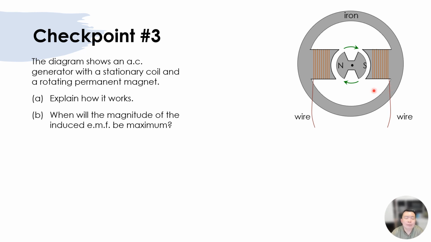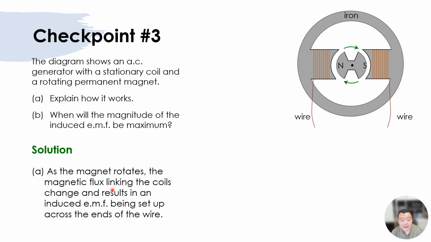Now, checkpoint, some other variants of generator. So same thing, we fix the coil over here, as you can see, and we rotate the magnet. So explain how it works. This is how I'll explain the basically Faraday's law. When the magnet rotates, the coil experiences a change in the magnetic flux, and by Faraday's law, this sets up induced EMF and induced current in the external circuit.